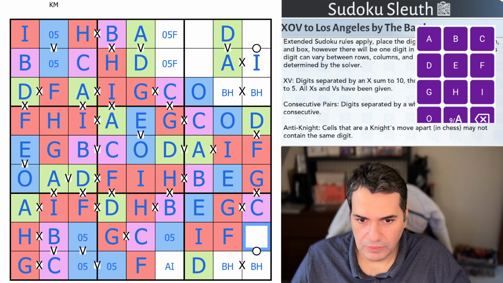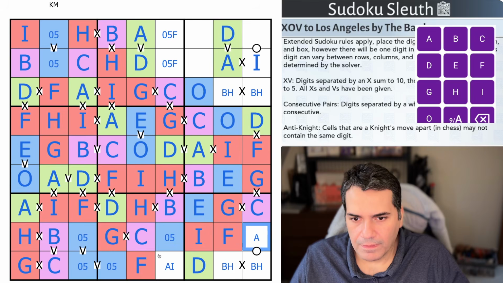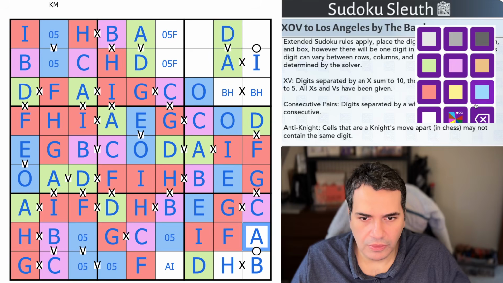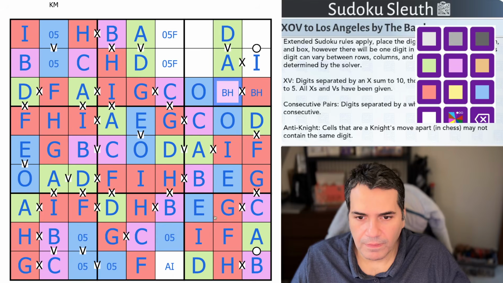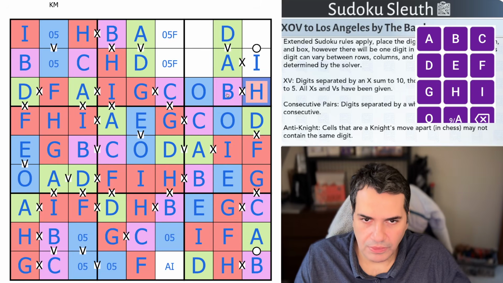Now this cell could be A. What else am I missing? I've used all the low digits other than A. I've used all the high digits. So it is exactly A, and therefore this has to be B, this has to be H. You're not going to be consecutive to a high digit. Purple, red, red, purple, not helpful. B, hang on. BH.